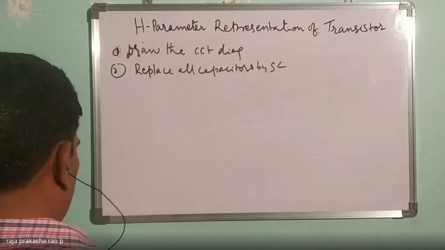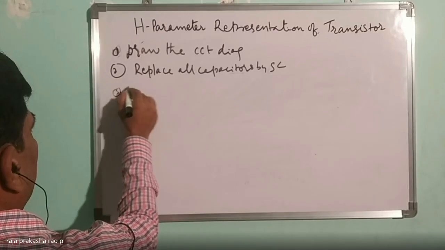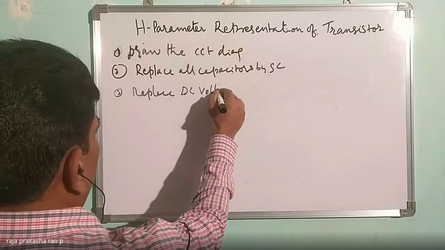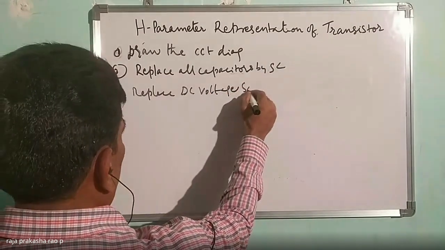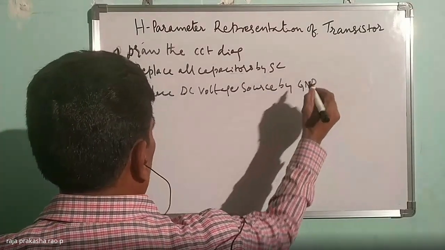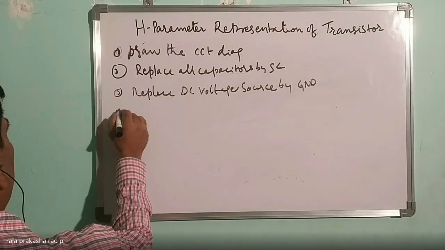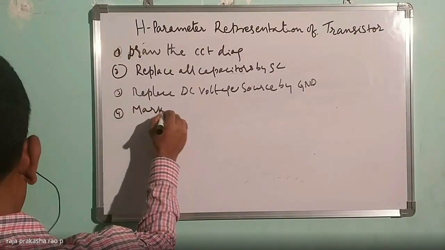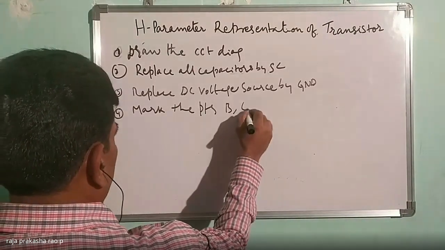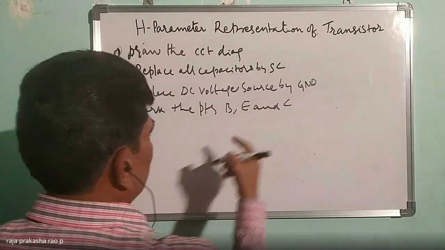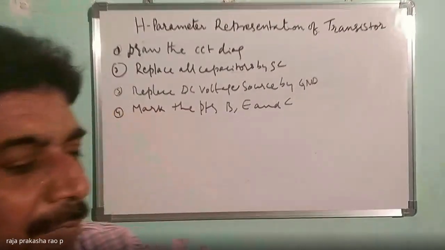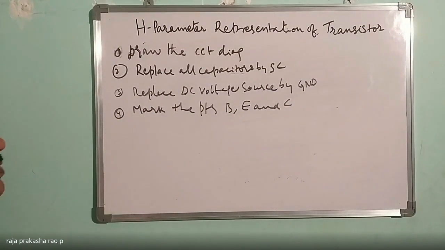Third step is replace DC voltage sources by ground. That means zero voltage. And the fourth one is mark the points B, E, and C. That denotes the base, emitter, and collector points. So I have to mark those points.